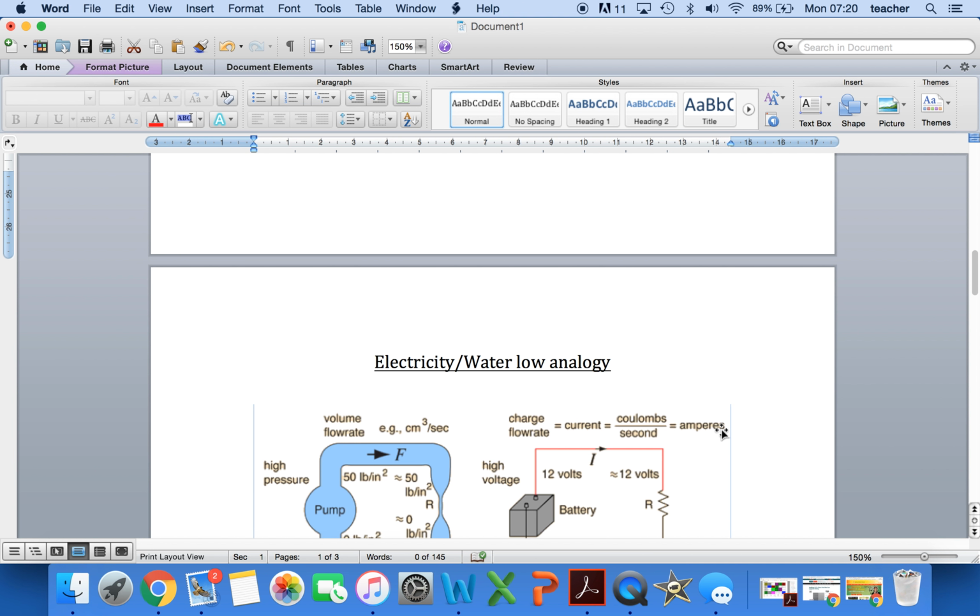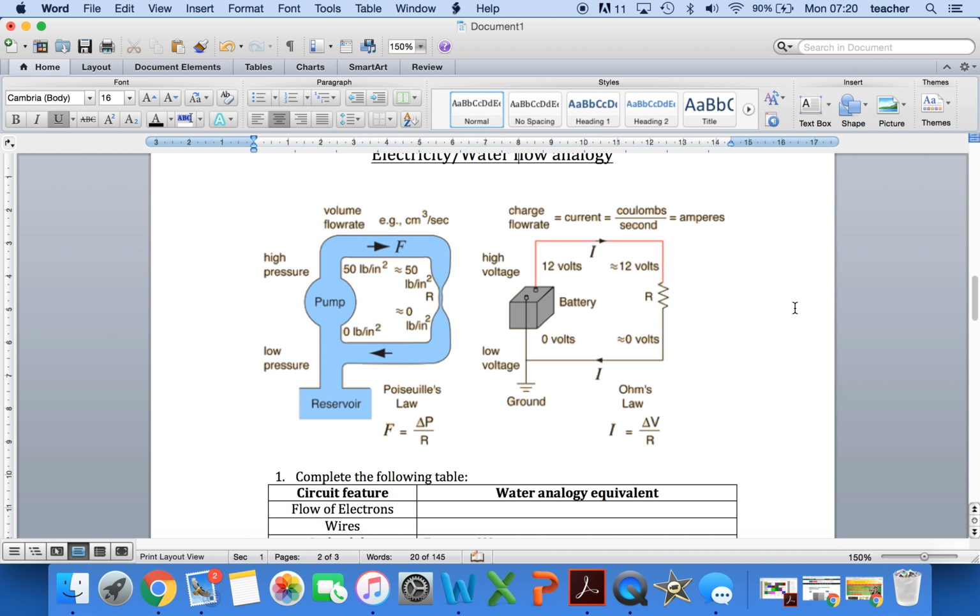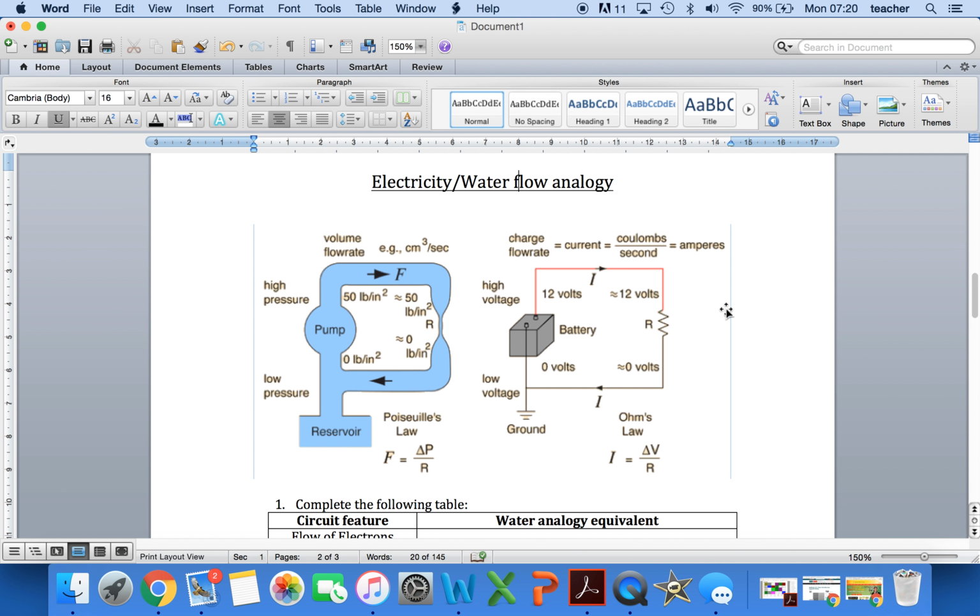The next thing that I'd like you to do once you've done those summary notes is have a look at what we call the water analogy, or sorry, the water flow analogy of electricity. One of the things that we do in science quite often is look at certain features of the scientific world and try to compare them to other things that we might find in the scientific world. What we're trying to show is that there is a similarity between the way electricity flows through a circuit and the way that water might flow through pipes.